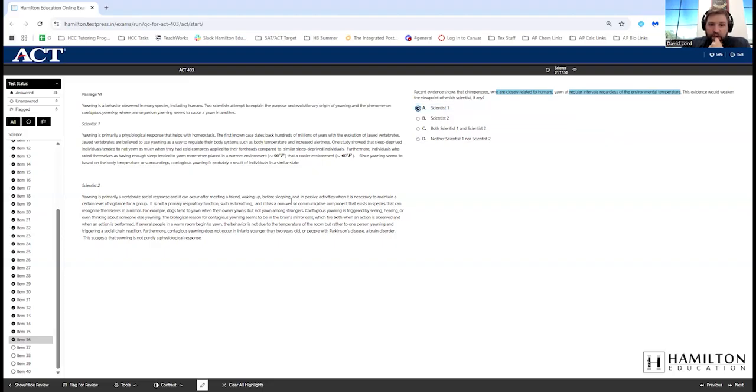Let's find out. It's a nonverbal communication. Again, they're saying it's not physiological. So, it's all based on what's in there. So this does not say chimpanzees yawn at regular temperatures whether they're seeing other chimpanzees yawn. So in this case, it's going to weaken scientist 1 primarily.